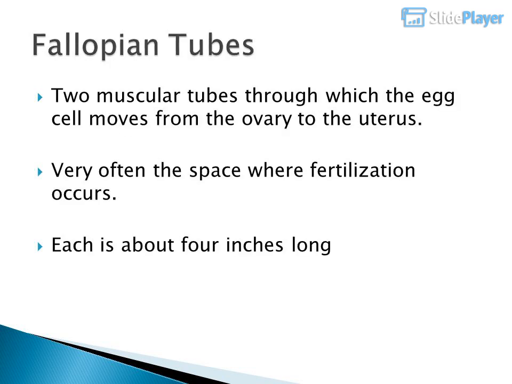Fallopian tubes. 2 muscular tubes through which the egg cell moves from the ovary to the uterus. Very often the space where fertilization occurs. Each is about 4 inches long. The tubes do not actually touch the ovaries. They kind of hover and often an egg cell is lost into the peritoneal cavity. What the tubes must do is catch the egg cell within the tube.